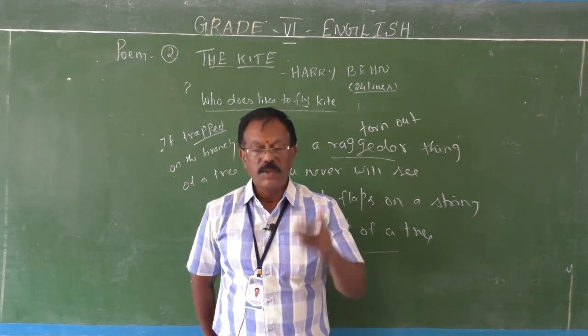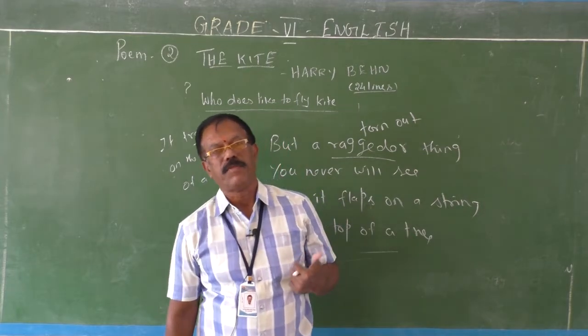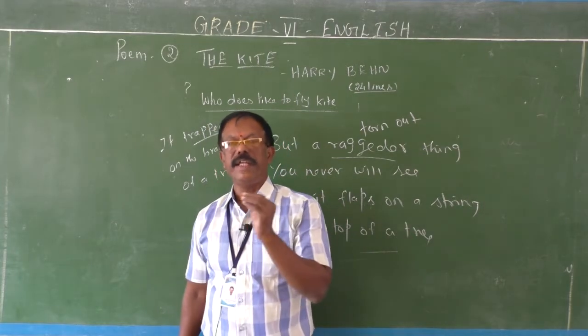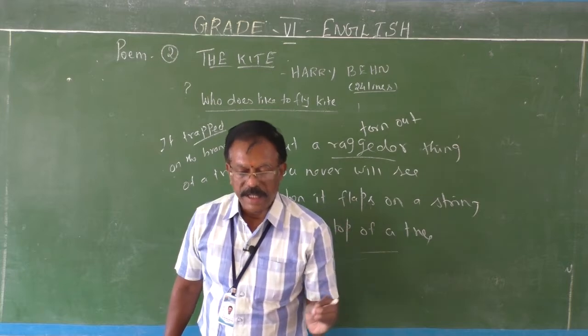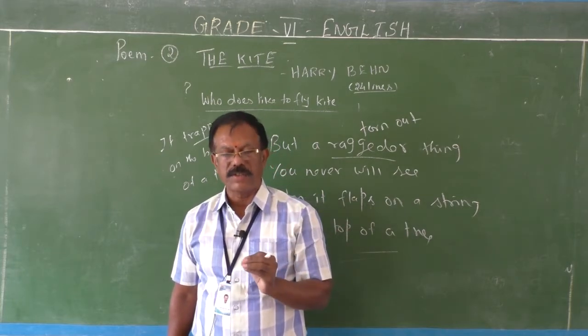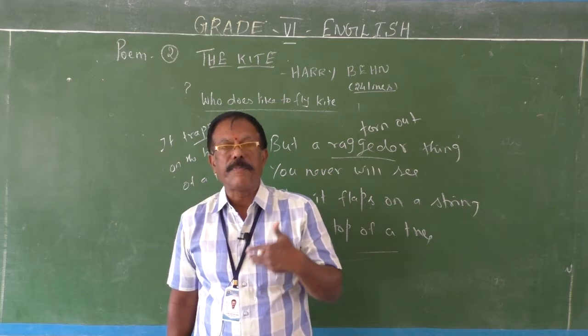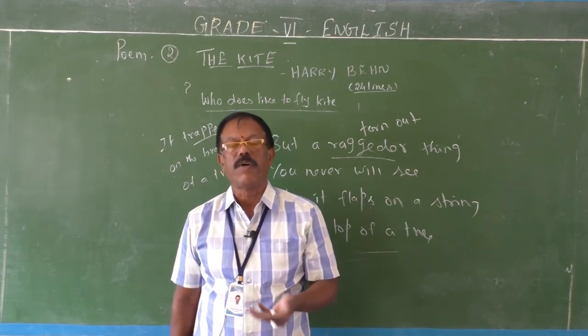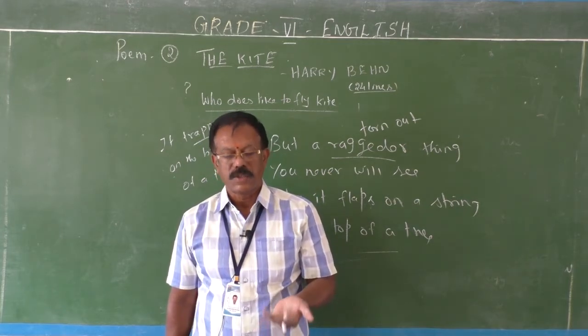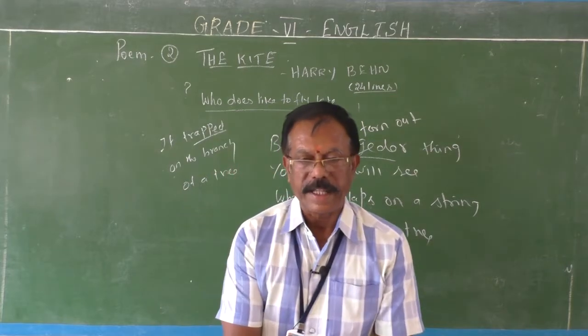Okay, children, go through the lines of the poem once again. Slowly you read out the first time, then loudly you read out the second time. Then you can understand how to pronounce the words. Okay, so let me read out the entire poem.